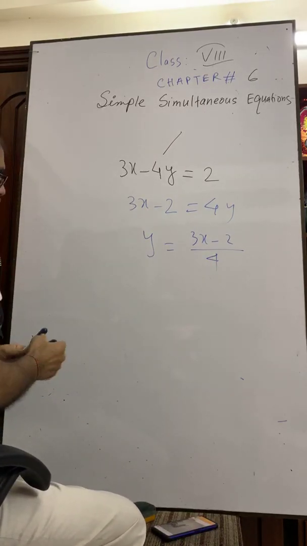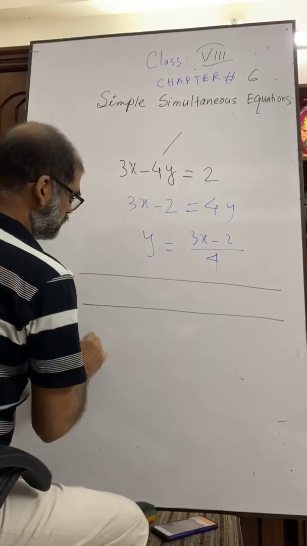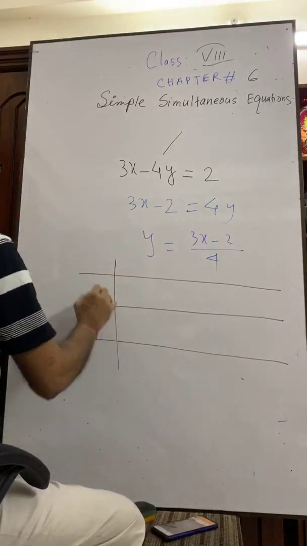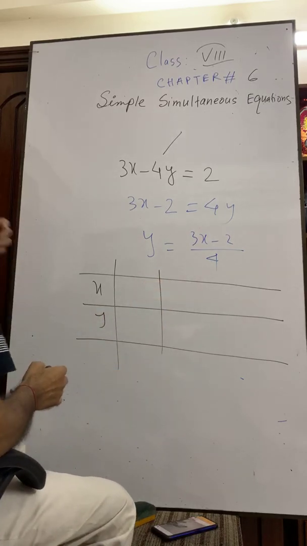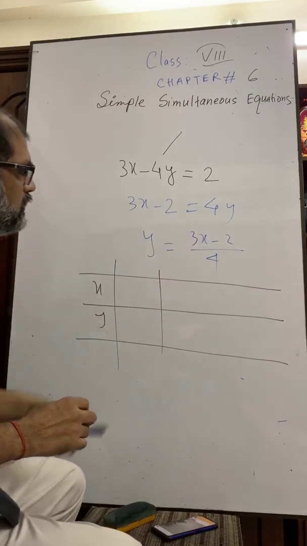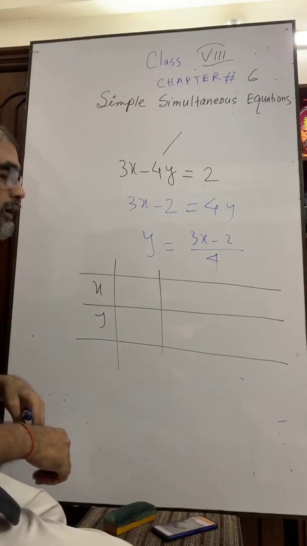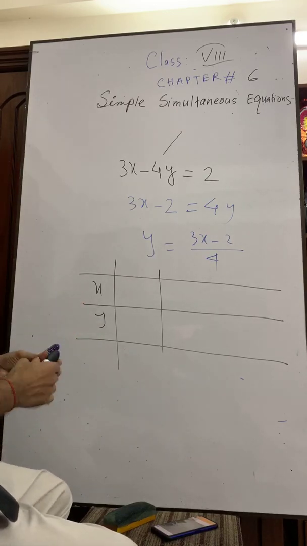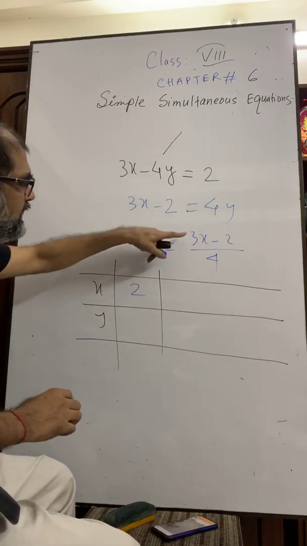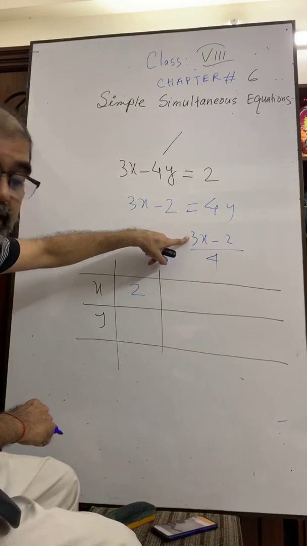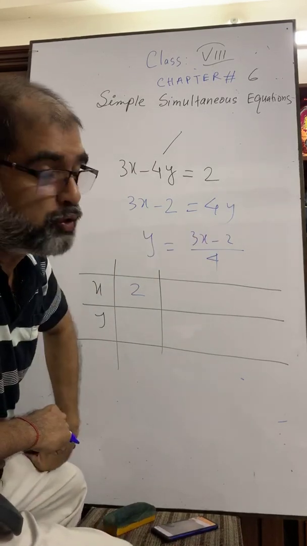Okay. How to do the math? Like this. This is x, this is y. Okay, you take x equals 0, x equals 1, x equals 2. For x equals 2, we get 3 times 2 is 6, 6 minus 2 equals what? 4. 4 by 4 equals 1.